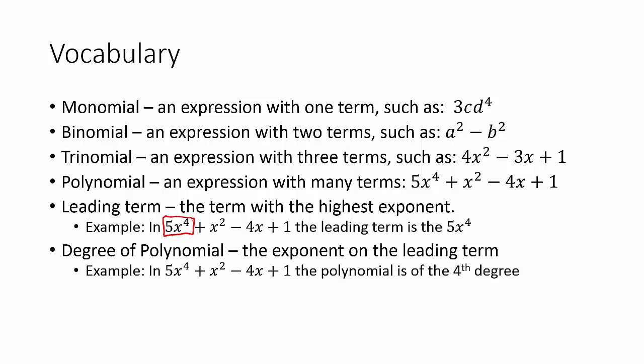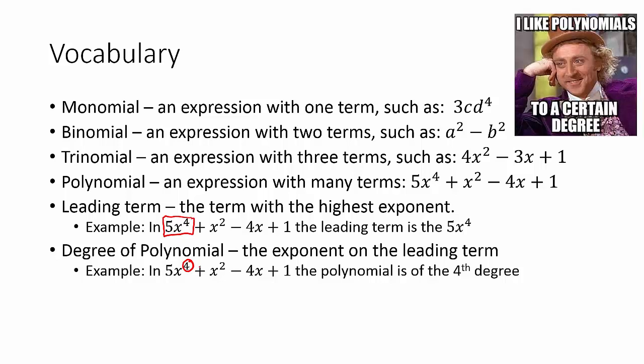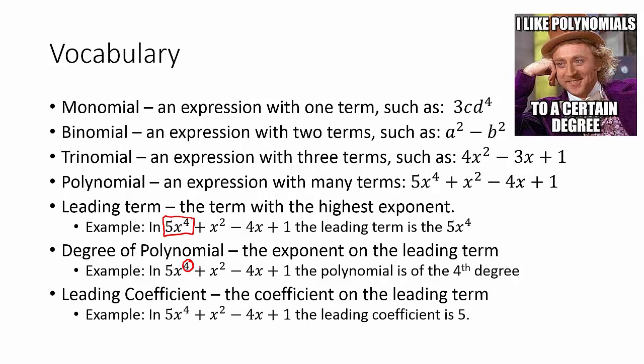Then when we talk about the degree of the entire polynomial, the degree of the polynomial is the exponent on the leading term. So if 5x to the fourth is the leading term, it's a fourth power, so we've got a fourth degree polynomial. Degrees of a polynomial. I guess that's why you could say I like polynomials to a certain degree.